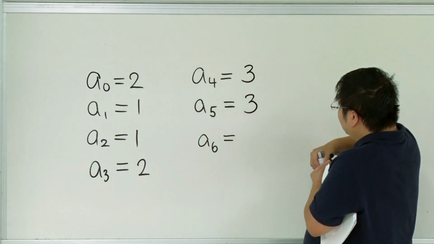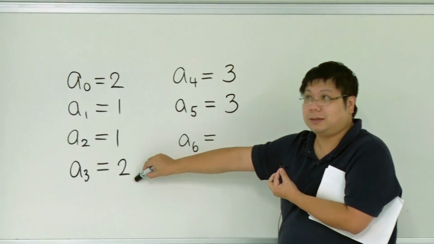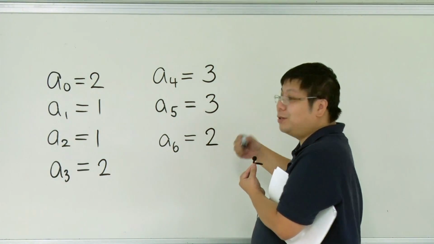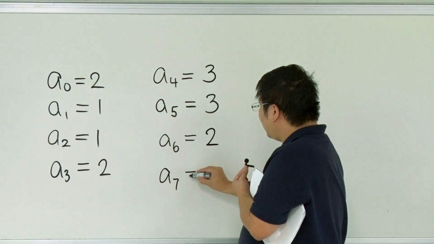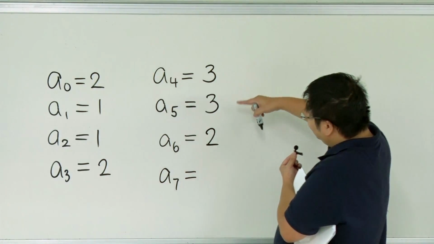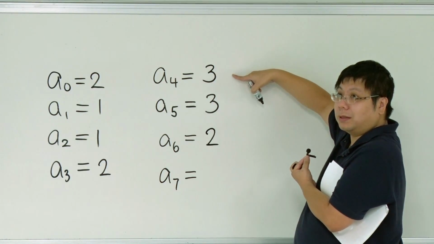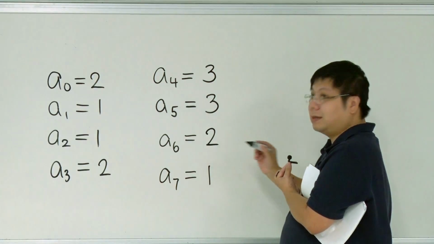a6 is 2 times this one minus 2 times this one plus this one. So it is equal to 2. Let's continue to do a few more terms to confirm our finding. So what is a7? a7 is 2 times this one minus 2 times this one plus this one. So it is 1. Is that okay?